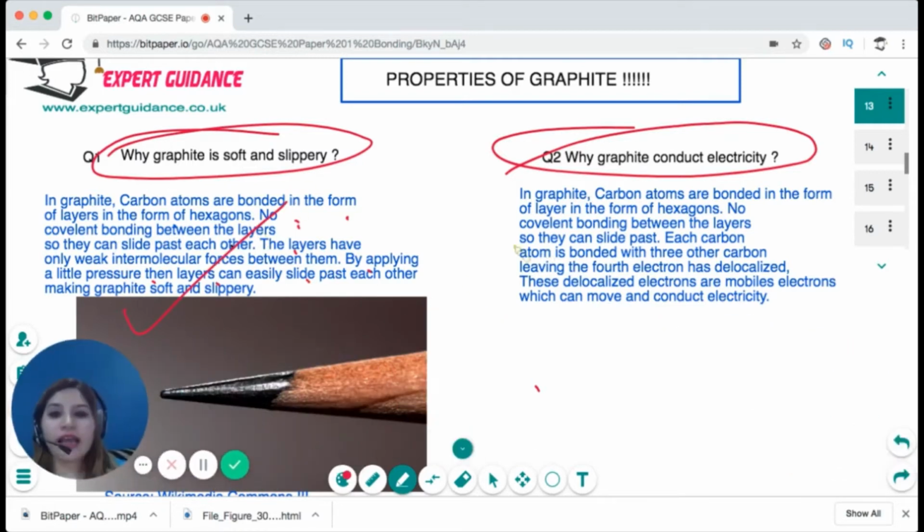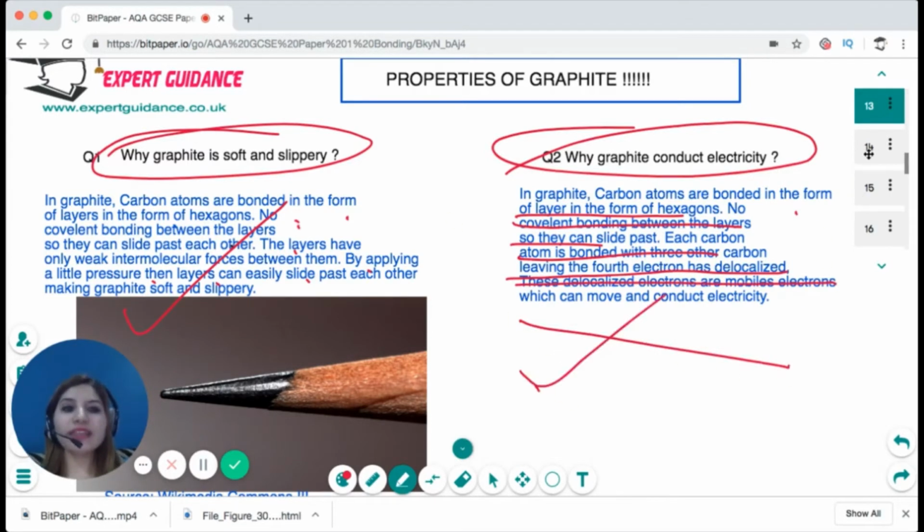On the other hand, in graphite, carbon atoms are bonded in the form of layers, in the form of hexagons. No covalent bonding is present between the layers. Each carbon atom is bonded with 3 other carbons, leaving the 4th electron delocalized. And these delocalized electrons are mobile electrons which move and conduct electricity.